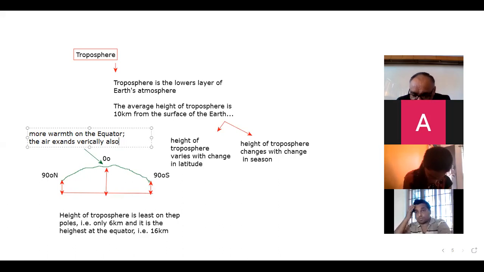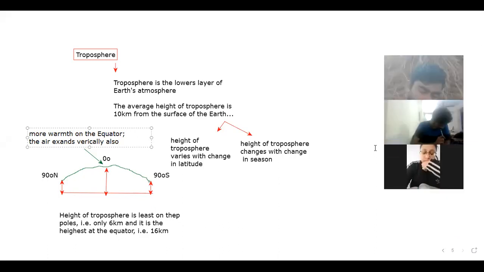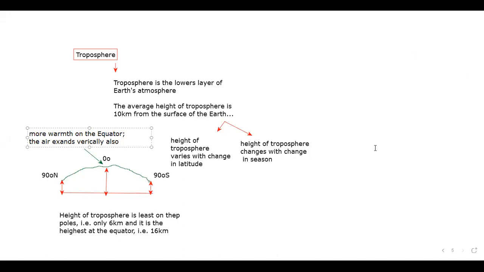So troposphere has a higher upward limit at the equator as compared with the poles. Okay, so this is the phenomenon. Now I am moving on to the next phenomenon.